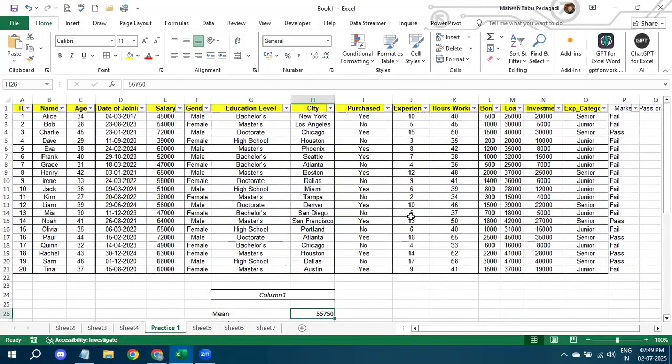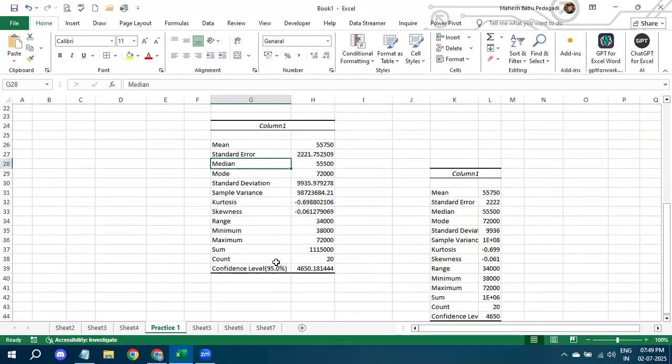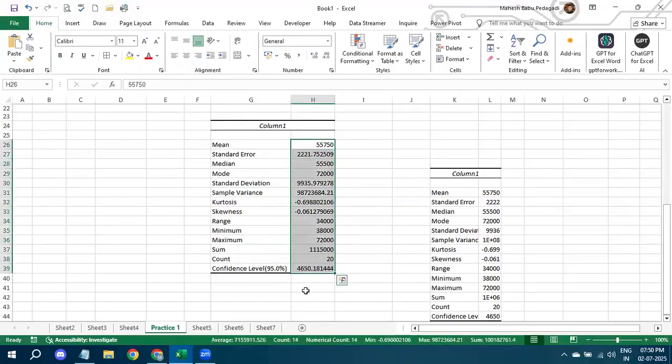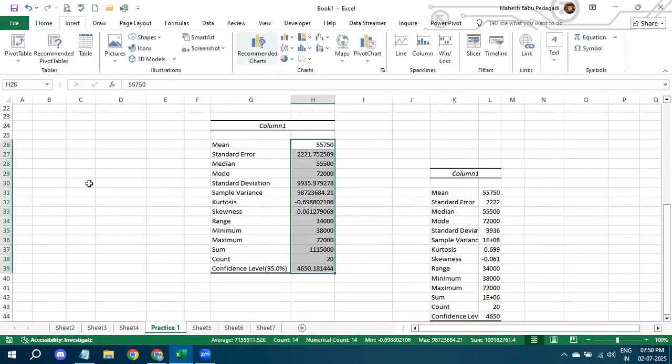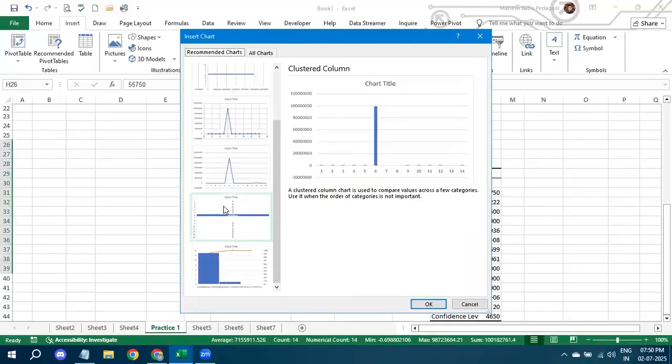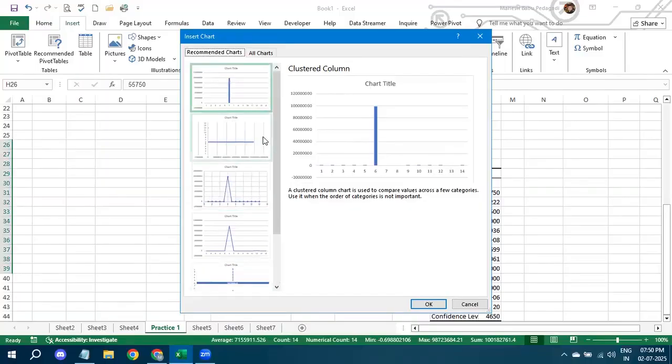Sir, I have one doubt. Can we plot all the descriptive stats in one graph? See, always remember, guys, you are asking the questions, and I am happy to address them. But before that, why can't you give it a try? I'll go to Insert, Recommended Charts. Tell me, which chart do I have to pick? Before asking a question, why can't you give a try?